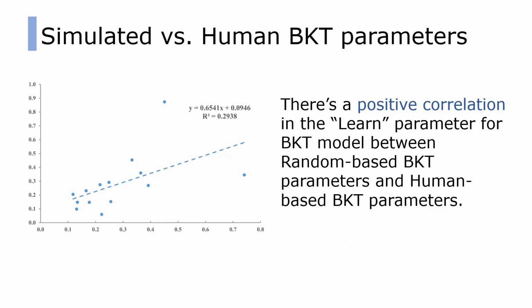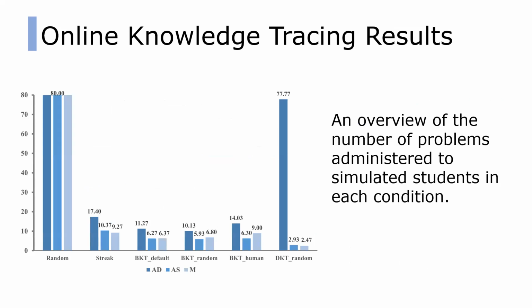We did a correlation analysis of the random-based BKT parameters and human-based BKT parameters. This figure shows a positive correlation of around 0.65 in the learn parameter, which means the simulated students generated by average learner have a similar learning rate as the human students, indicating that our approach of obtaining model parameters is pretty feasible.